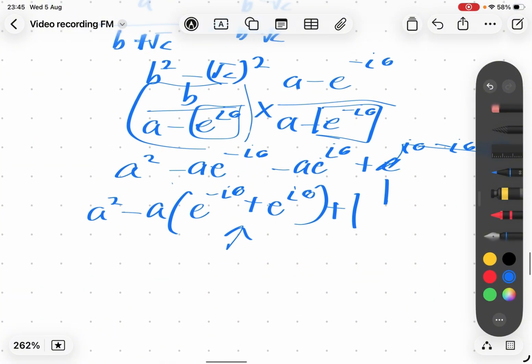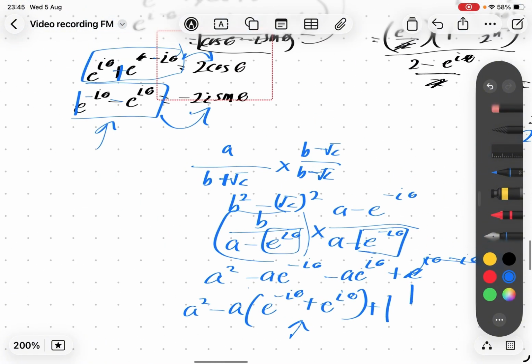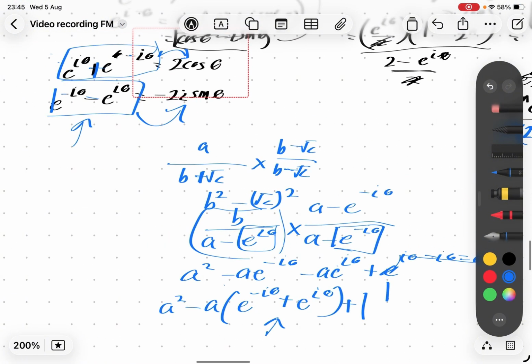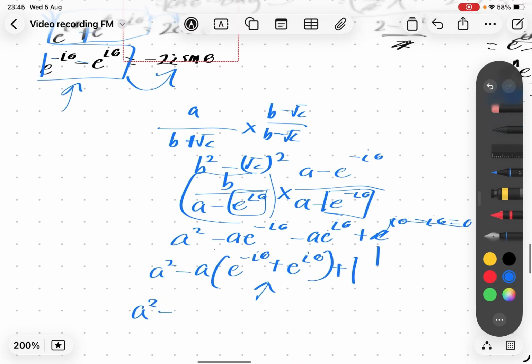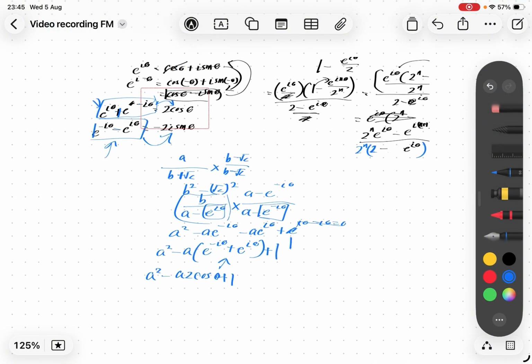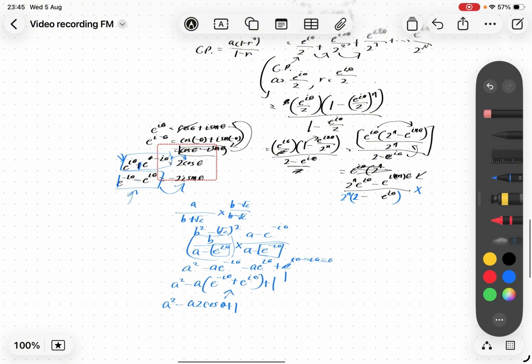Okay, and you can see here a squared minus a e^(-iθ) plus e^(iθ) plus 1. This is equals to this, right? So I get a squared minus a 2 cos θ plus 1. So you can see I managed to convert it back into trigo. So that's what we want to do.